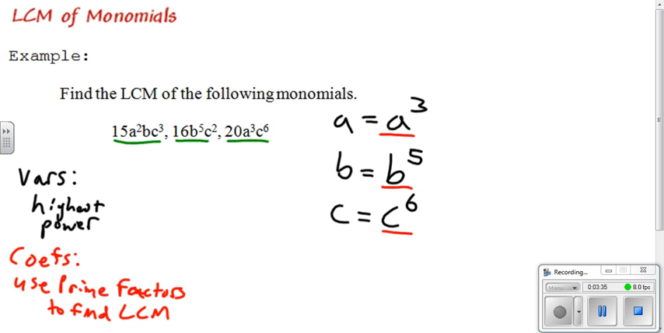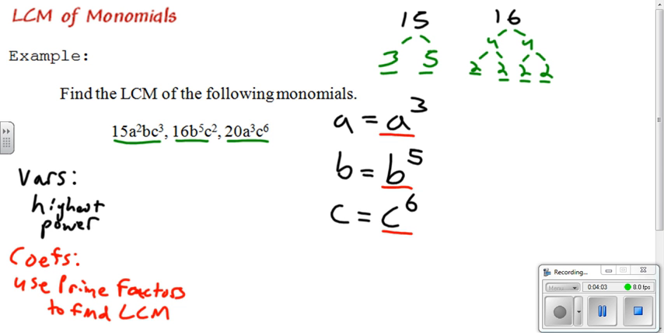Now we need to look at our coefficients. 15 is one of them. We can break that down into 3 and 5. And that's the smallest prime factorization that we're going to get from that. 16 we can break down into 4 and 4, which each would break down even further to 2 and 2. So our prime factors are 3, 5, 2, 2, 2, 2, which we're just going to call the prime factorization of 16, 2 to the 4th power. So prime factorization of 15 is 3 times 5. Prime factorization of 16 is 2 to the 4th power.